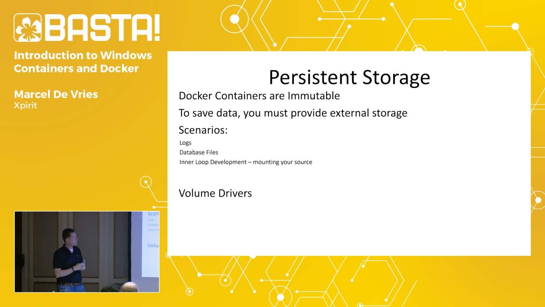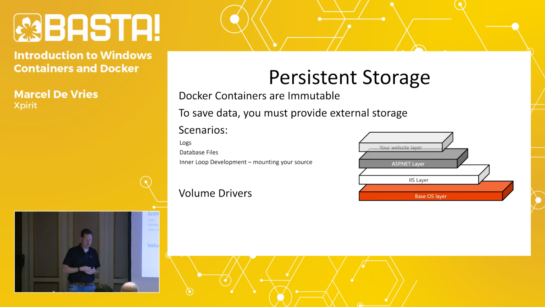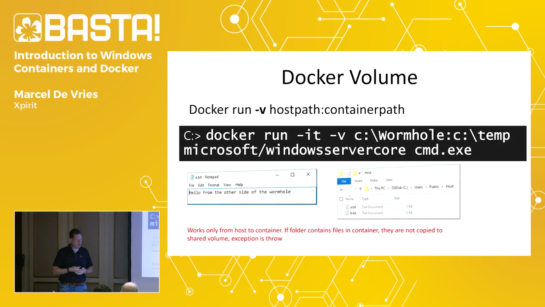Now for that to happen, I need to use what we call volume drivers. We have various volume drivers that I can use to create what we call a volume mapping. So we have these different layers over here, and what I would like to do is say I do not want to persist it to one of the layers, but I'm going to persist this to a folder on my path. For that we specify the -v option, and then I give it the host path:container path.